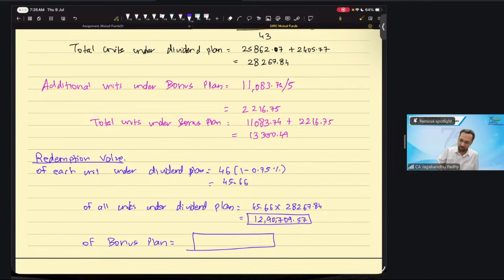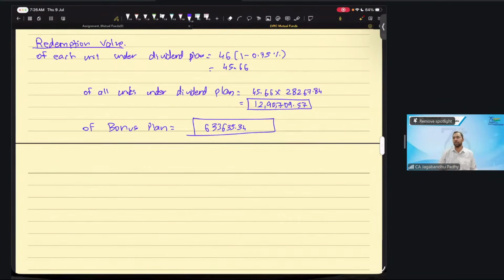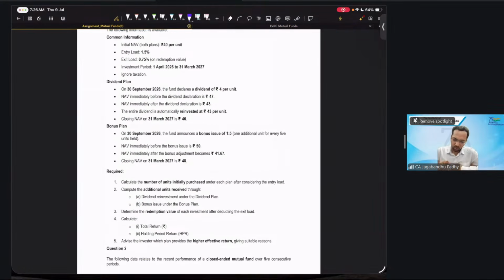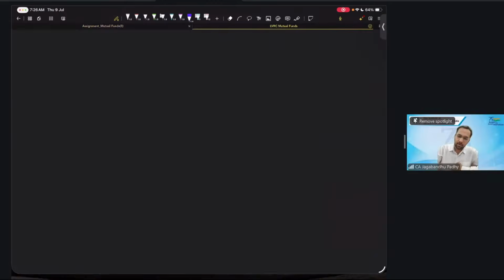So just check if you're getting this as 6,33,635.34. Getting it? Some decimal here and there, that's absolutely fine. Then we have to calculate the total return and the holding period return.